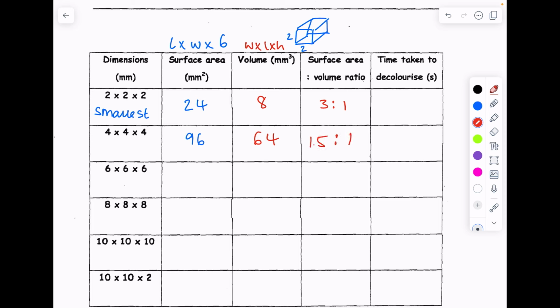And then we'll do a third one. Surface area of the next cube is 6 times 6, and it happens to be times 6. The volume is the same. In terms of looking at the time taken to decolorize, the smallest cube took the shortest amount of time. It took 18 seconds. Followed by this cube, which was 34, followed by this one, which was 52 seconds.